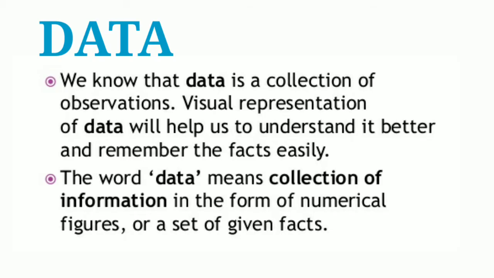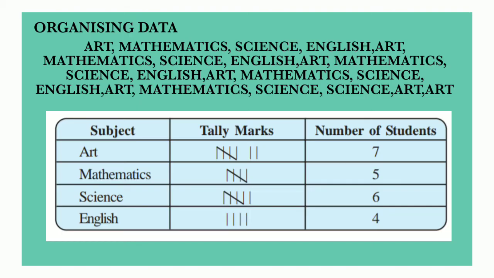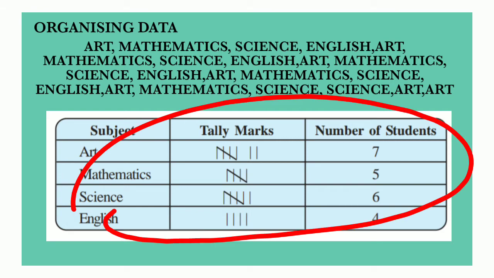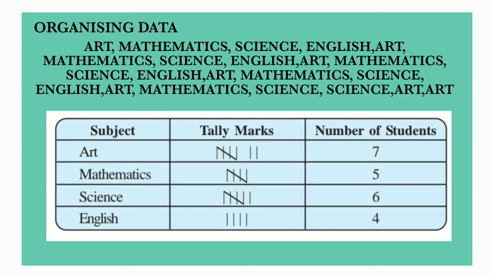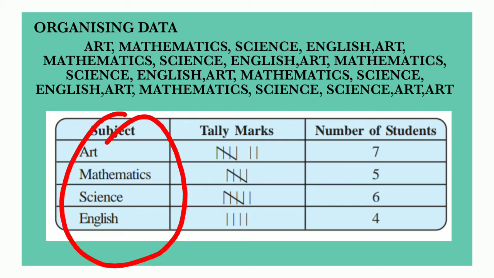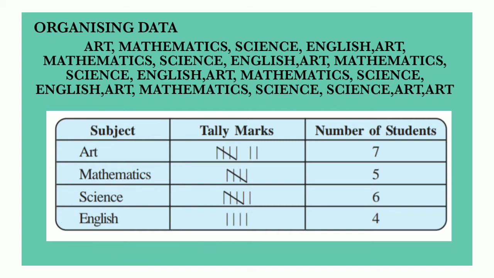Okay, the next one, organizing data. How to organize the data? Very simply, see, in the given data some subjects are liked by students, so we have to arrange this data into tabular form by using tally mark. Already you learned how to use a tally mark in 7th standard. So here 4 subjects are given: art, mathematics, science and English. It is in the first column, and the second column is tally mark.